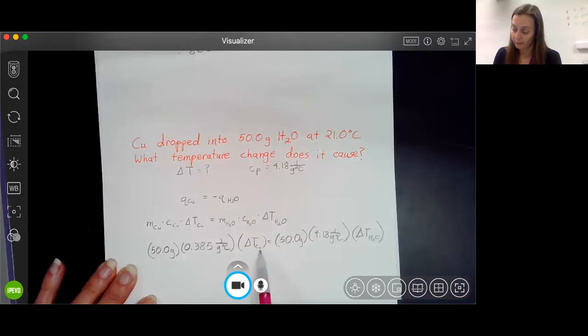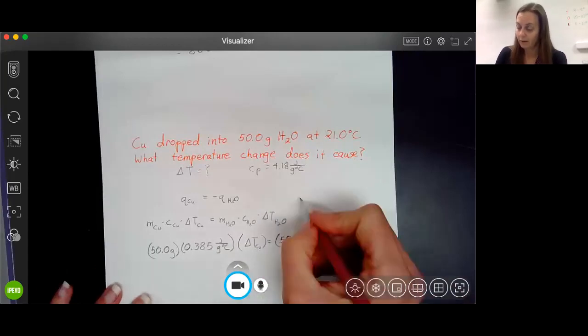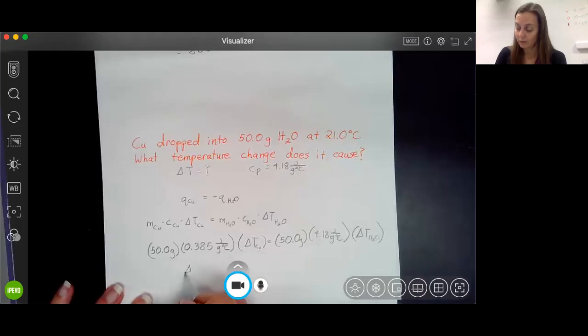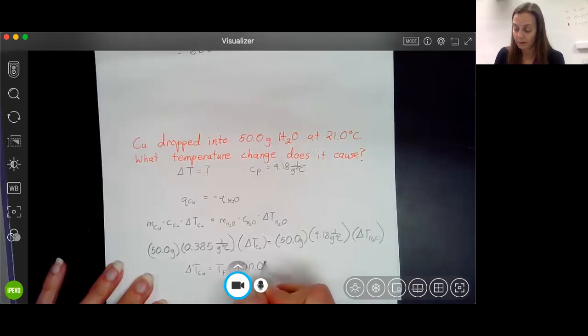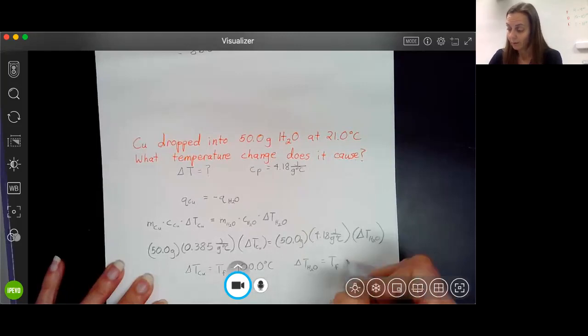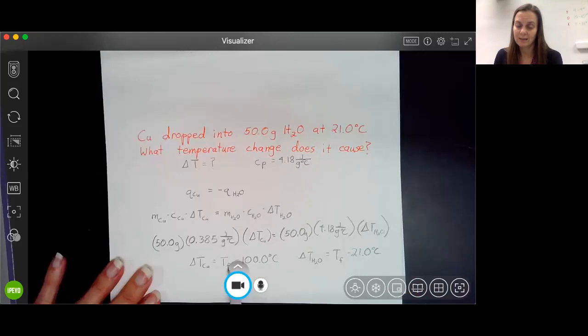I know as well that the change in temperature of the copper is equal to the final temperature, which I don't know, minus 100.0 degrees Celsius. And the change in temperature of the water is equal to the final temperature of the water minus 21.0 degrees Celsius. I don't know what this final temperature is, but I do know that it's the same.